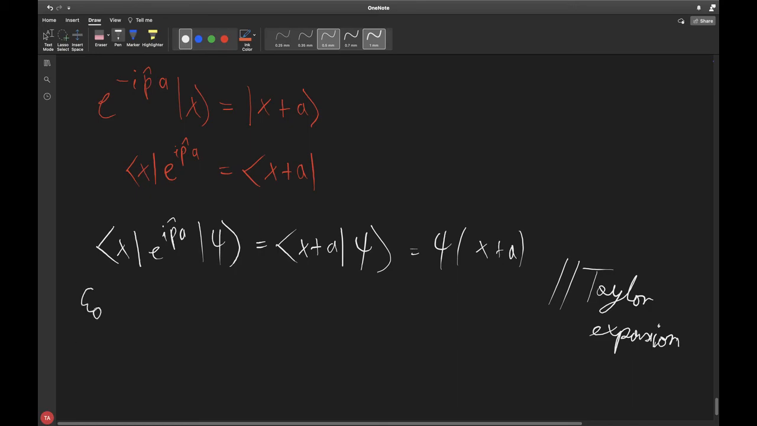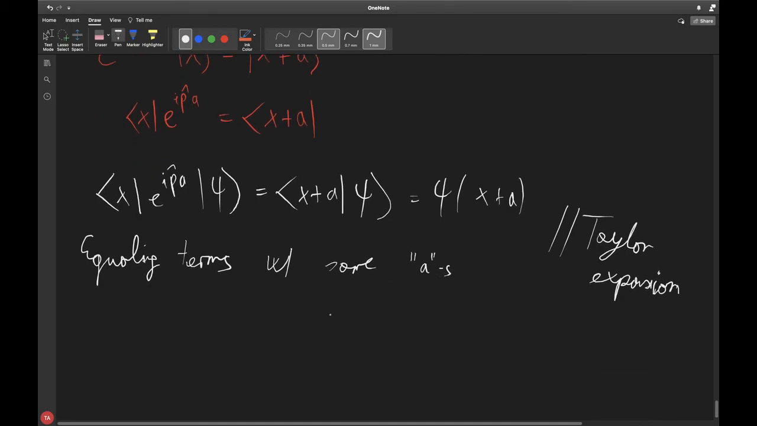So, equaling terms with the same a's. So that leads to the exponential. Of course, this is called the sandwiching when we put an operator in between two vectors. So the sandwiching stays there. I have x, and then here I have the Taylor expansion, and then continue with the psi.